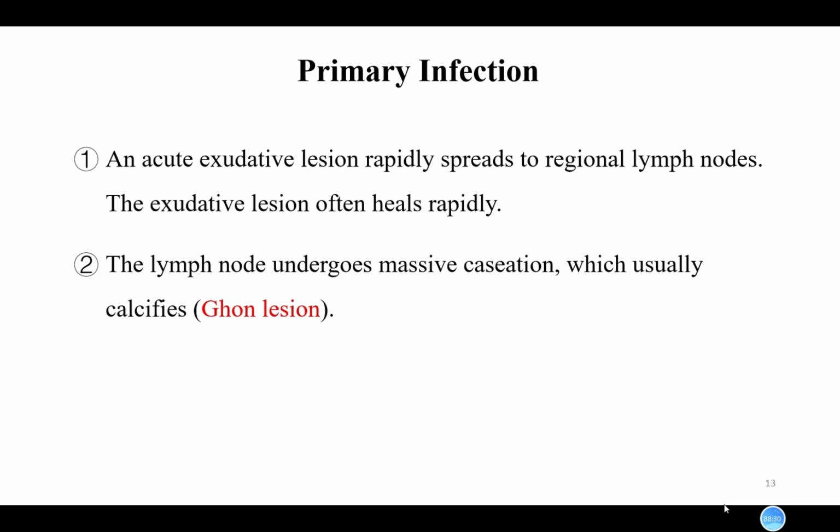which usually calcifies. The caseation and calcification make the lymph node like a cheese-like structure. Okay. And after the primary infection, the tuberculin test will become positive. Later, I'll introduce what the tuberculin test is.